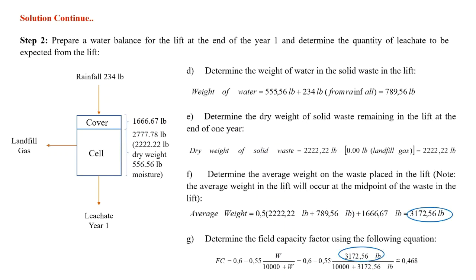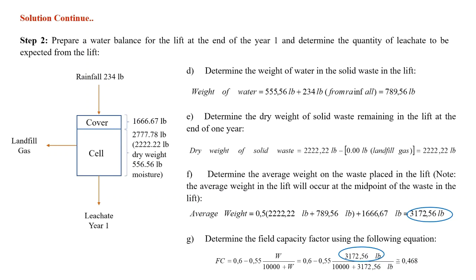And then we should calculate the weight of water in the solid waste. And we have already calculated the moisture found in the solid waste structure itself, but after 1 year, because of the rainfall or infiltration of rain, 234 pounds of water is included into the solid waste, and the total weight of mass is 789.6 pounds. And then we should estimate the dry weight of solid waste remaining in the lift at the end of the 1 year. And normally, if we produce landfill gas, we will subtract this portion from the dry weight of solid waste. But in this case, since there is no gas production, the dry weight of solid waste doesn't change in this case.